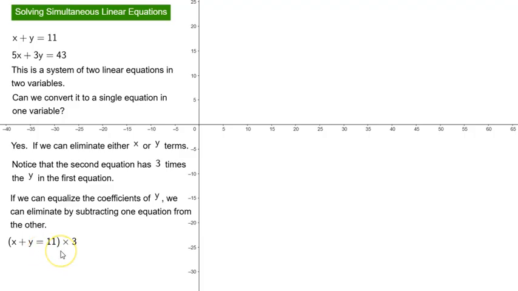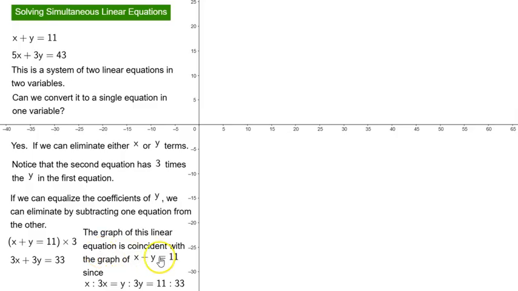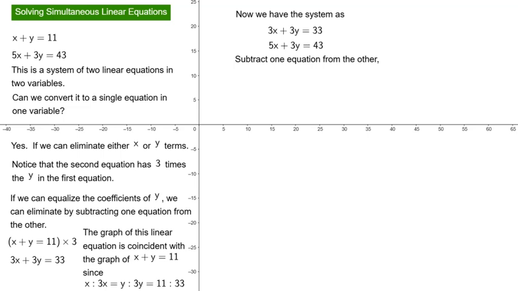So x plus y equal to 11. Now this time we multiply it by 3. So we get 3x plus 3y equal to 33. And again, the graph of this linear equation is coincident with the graph of x plus y equal to 11, since the coefficients of x and y and the constants are all in the same proportion. So now we have the system as 3x plus 3y equal to 33, 5x plus 3y equal to 43. Now let's subtract one from the other.